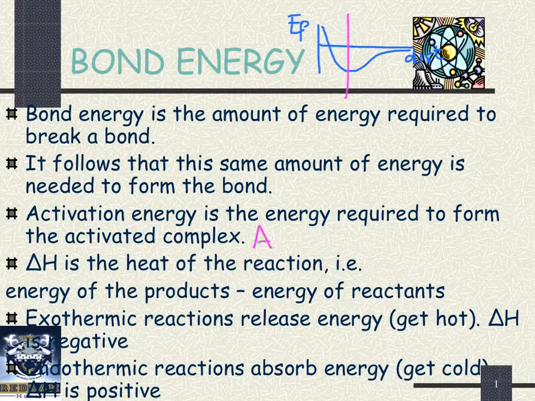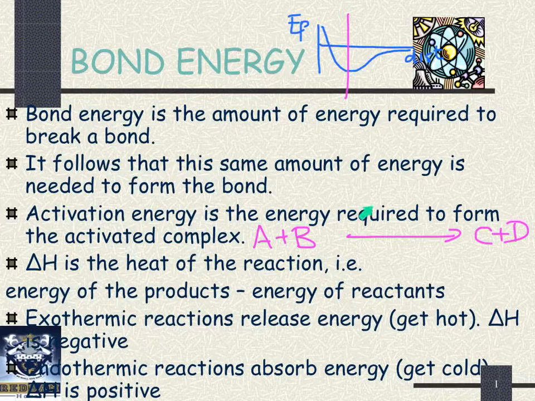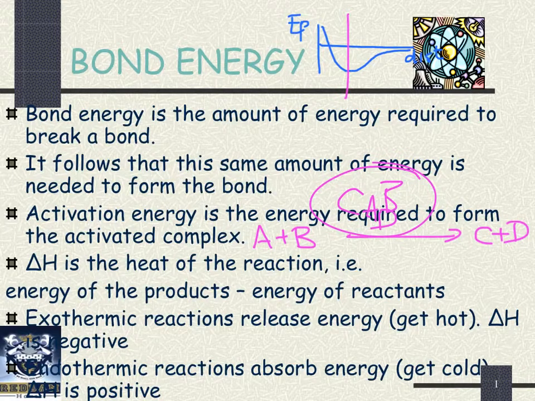complex? Let's say A plus B forms C plus D. Something happens in this middle space where A, B, C, and D all coexist as some sort of mishmash. That is the activated complex. And we'll talk a little bit more about it in a second.